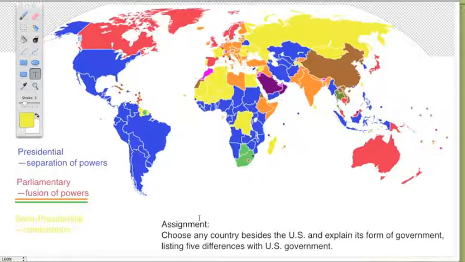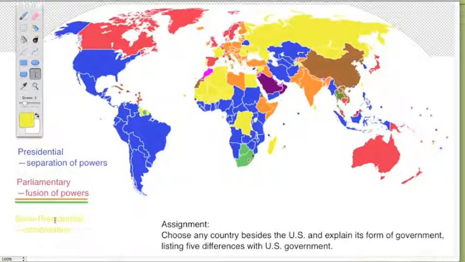Your assignment for today is to choose any country in the world. Any of these countries on this map, regardless of their color, besides the United States, which we're studying all the time. Choose that country and then research it. And then write up some explanation of what their form of government is. Likely it's going to be one of these three forms, but it could be a different form of government.